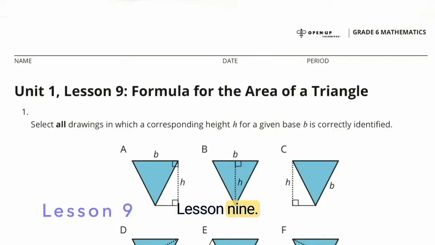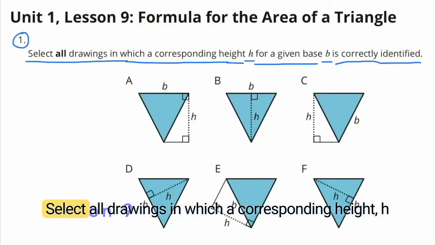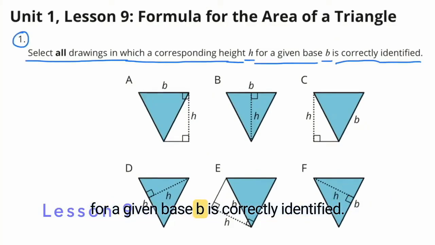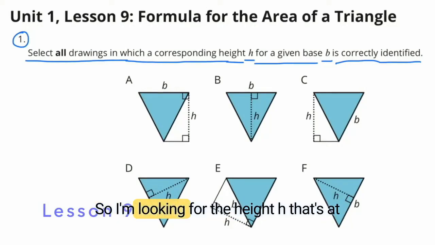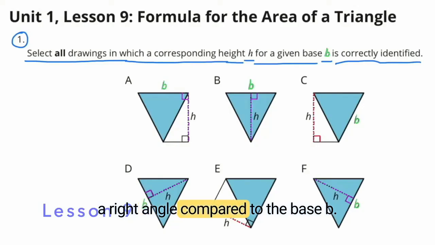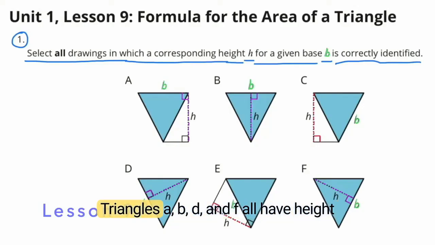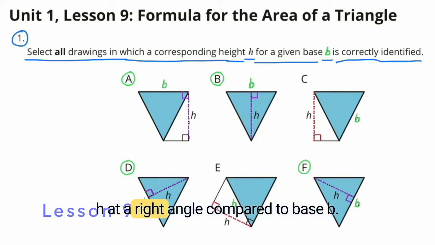Unit 1, Lesson 9. Formula for the area of a triangle. Number 1. Select all drawings in which a corresponding height, h, for a given base b is correctly identified. So I'm looking for the height, h, that's at a right angle compared to the base, b. Triangles A, B, D, and F all have height h at a right angle compared to base b.